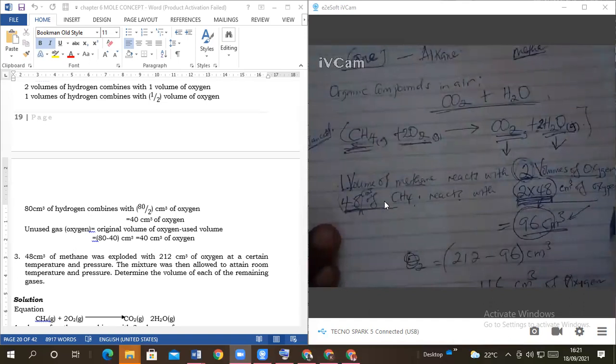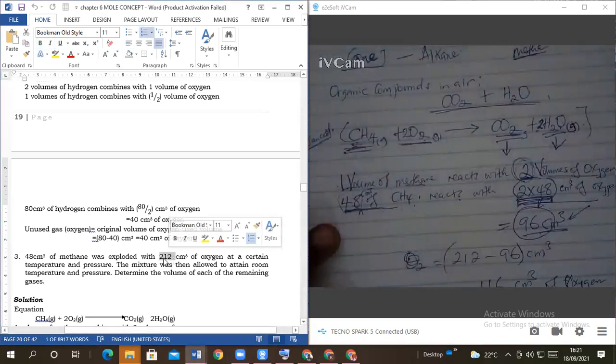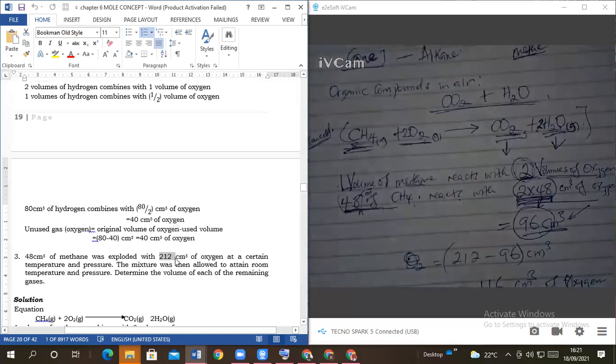But in the equation, this was the total volume of oxygen that was provided. It was 212 cubic centimeters. Now, this indicates that a certain volume of oxygen was not used. And that's why the question is determine the volume of the remaining gases. Is it clear?